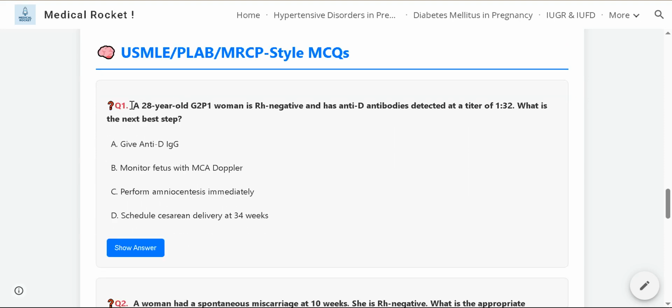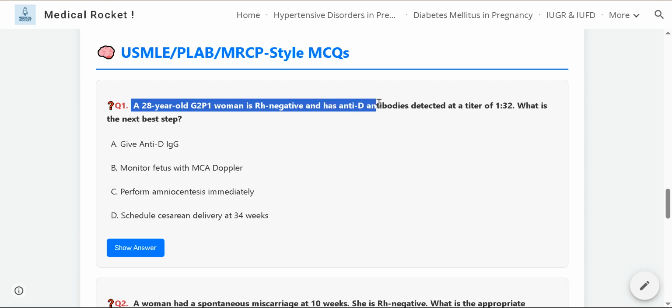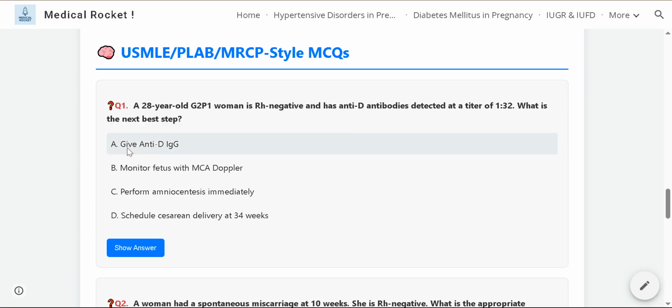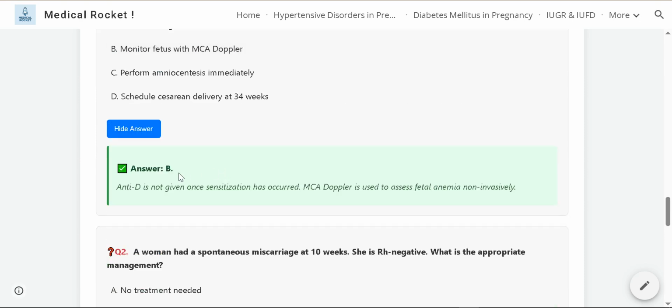Question 1. A 28-year-old woman, Gravida 2 para 1, is Rh negative and has anti-D antibodies detected at a titer of 1 to 32. What is the next best step? A. Give anti-D IgG. B. Monitor fetus with MCA Doppler. C. Perform amniocentesis immediately. D. Schedule cesarean delivery at 34 weeks. Correct answer: B. Once a mother is already sensitized and has developed anti-D antibodies, giving anti-D IgG is no longer effective. The fetus should be monitored for anemia using middle cerebral artery Doppler, a non-invasive and reliable method.